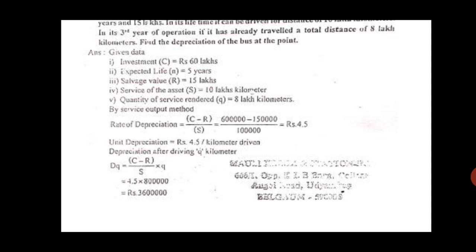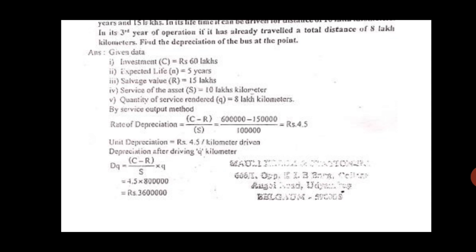So per kilometer, the depreciation is 4 rupees 50 paisa. This is fixed. Now we are given that it has already travelled 8 lakh kilometers. So 4 rupees 50 paisa into 8 lakh kilometers becomes 36 lakh rupees. So the depreciation for 8 lakh kilometers is 36 lakh rupees.